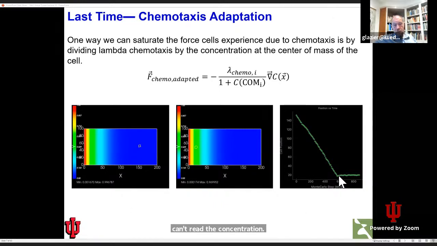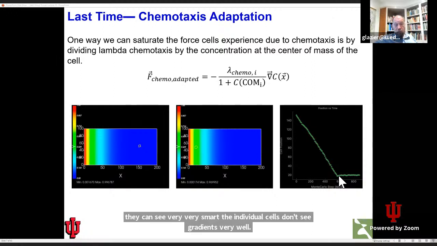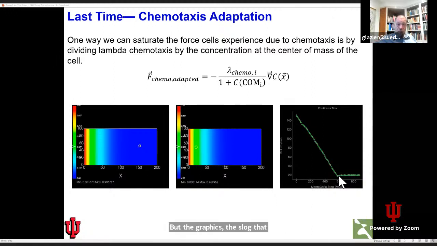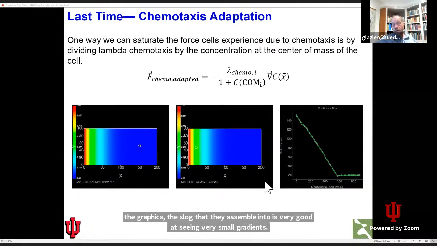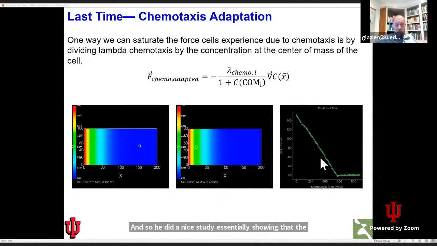And actually, in the thesis of Stan Murray, Dictyostelium discoideum cells are thermotactic and phototactic, and they can see very, very small gradients. The individual cells don't see gradients very well, but the grex, the slug that they assemble into, is very good at seeing very small gradients. And so he did a nice study essentially showing that the aggregate of the Dictyostelium cells could follow very weak gradients in this way.